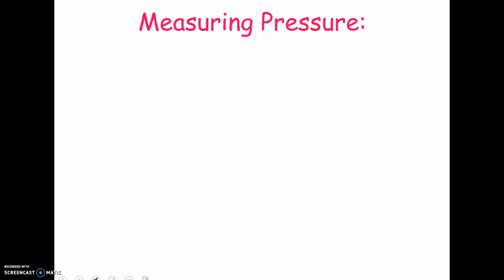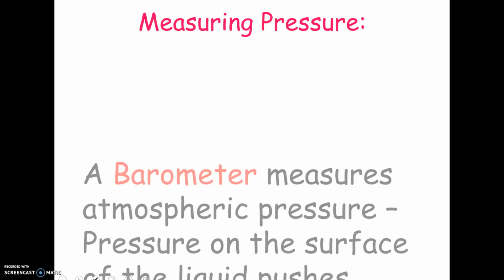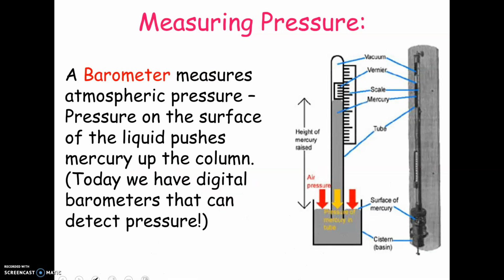So how do we measure pressure? Since pressure is one of these important factors that gases possess, how do we measure that? A barometer is actually a tool that we use to measure pressure. Now, an old-fashioned barometer used to be made with mercury. Today we have digital ones and stuff like that.